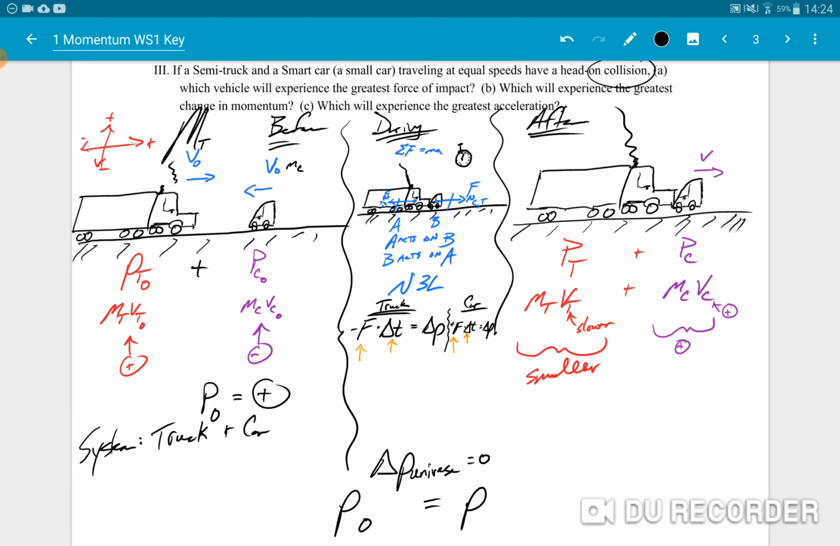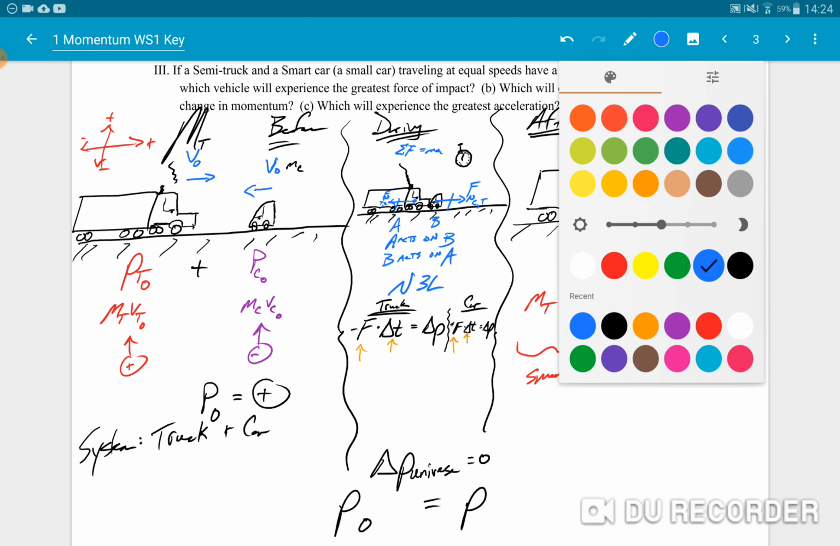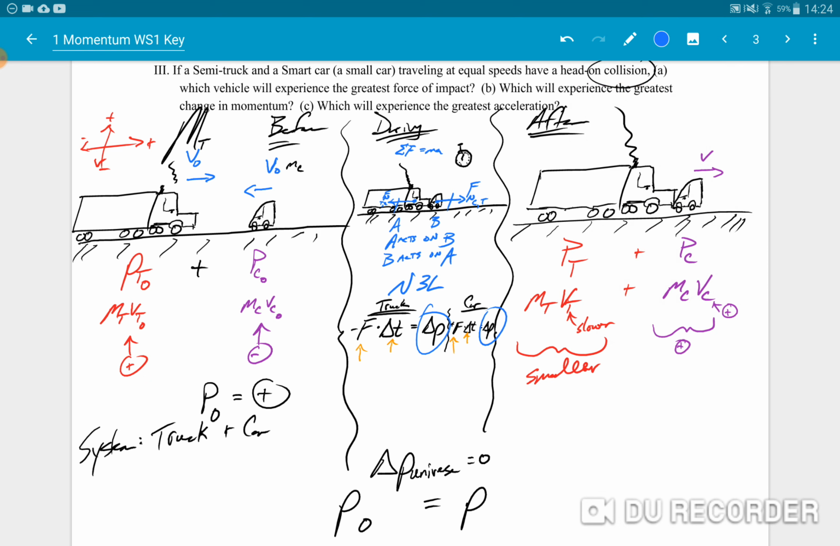So now if that's true, then the change in momentum for both of these guys must be exactly the same. Hopefully you can kind of see that. That one's going to be negative and one's going to be positive, right? That's where that negative from the force came from. But it would be the exact same amount.